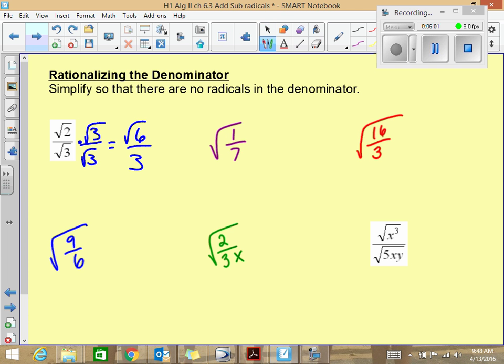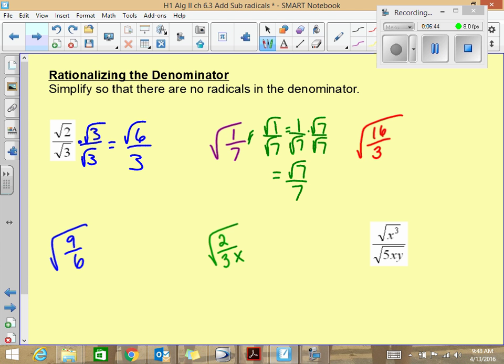So, radical 1 over radical 7. Again, this one's a little tricky. You can think about it like this. And what is radical 1? 1, right? So you could even simplify it like this if you wanted to first. But then we have to get rid of that radical. So we do radical 7 over radical 7, and we get radical 7 over 7. And again, those cannot cancel because they're not the same 7s. Okay? Questions about that?